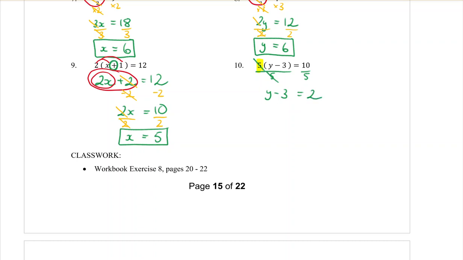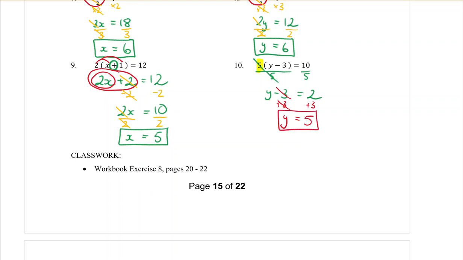Then we have a 1-step equation left. I just need to move this 3 here. Because it's negative, I need to plus 3. Y equals 2 plus 3 makes 5.